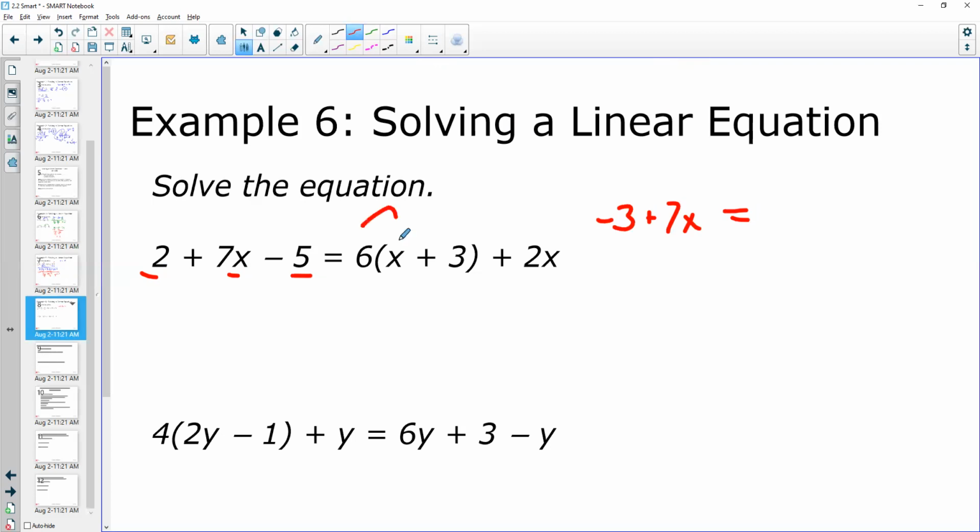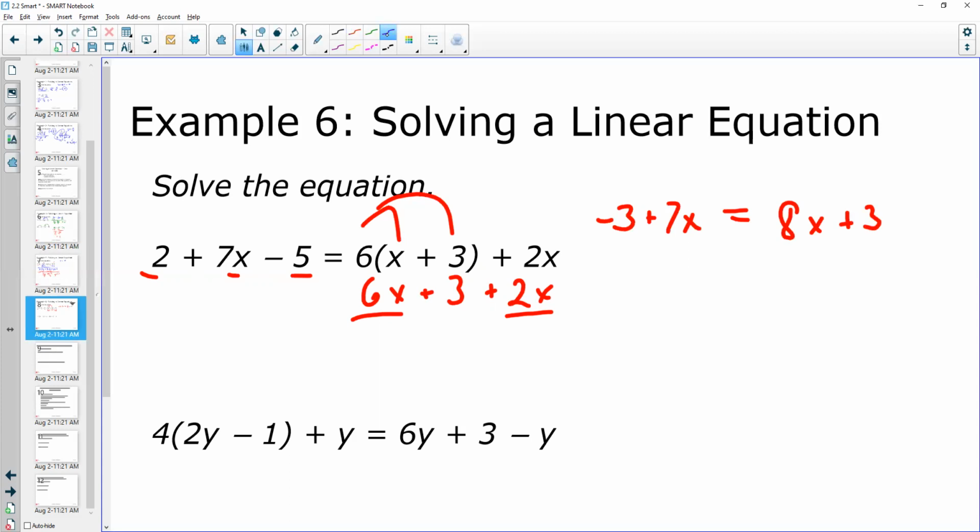On the opposite side, I can distribute. So I get 6x plus 3 plus 2x. And then I have x's I can combine together. So on the right-hand side, I'm going to have 8x plus 3. Okay.